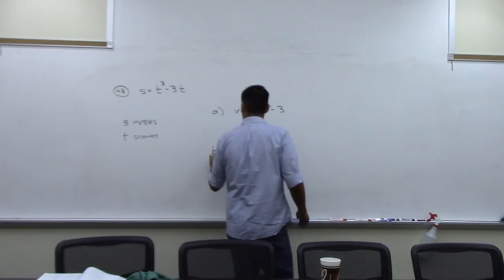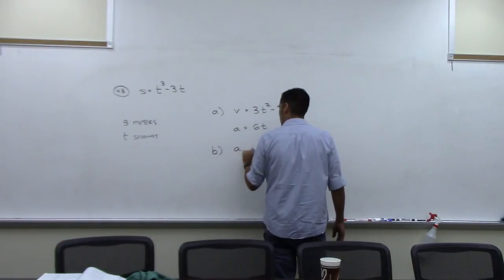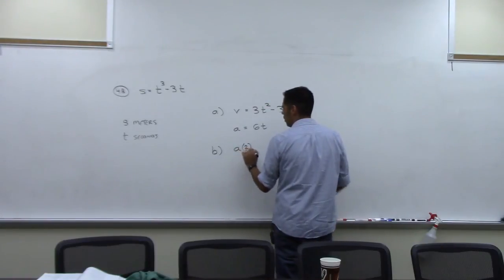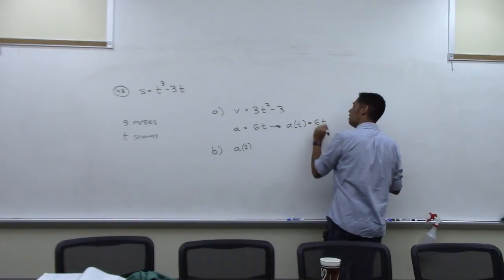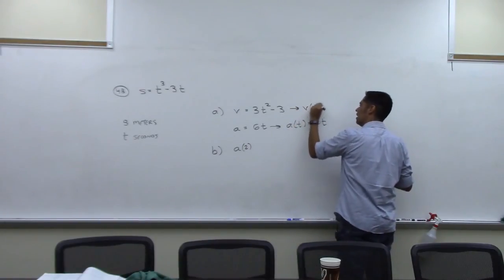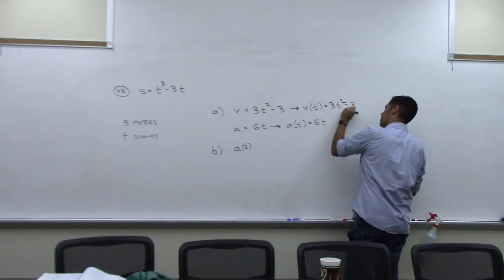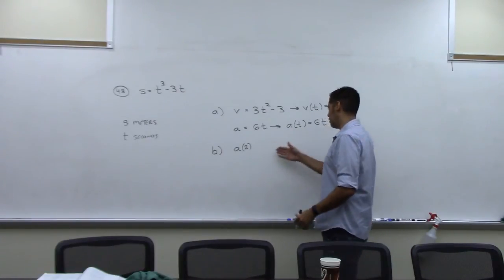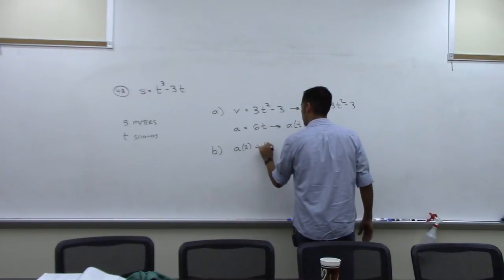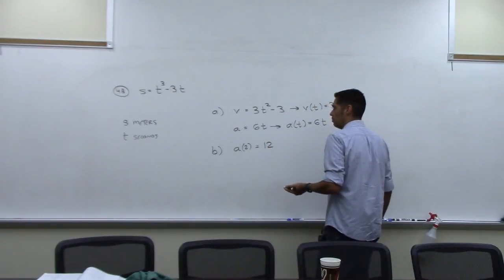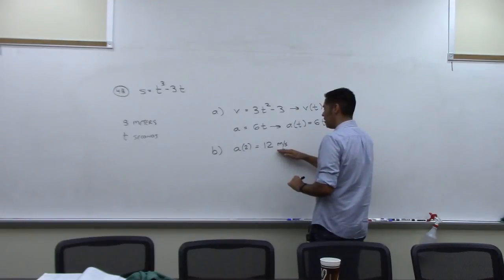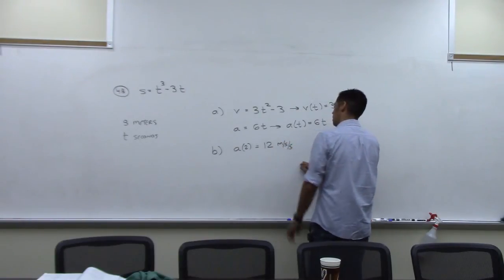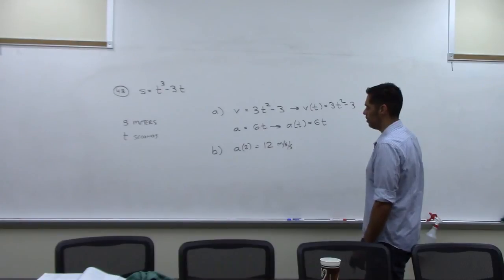Part B, find the acceleration after 2 seconds. So for part B, we want the acceleration at 2 seconds. Basically, I'm taking 2 and plugging it in. Look at this almost like a function: A of t, and V of t equals 3t squared minus 3. So for part B, they want to know A of 2. Plug 2 into there, you get 12. 12 what though? Well, acceleration is going to be in meters per second, which is your velocity per second. So 12 meters per second, or you can say meters per second squared.